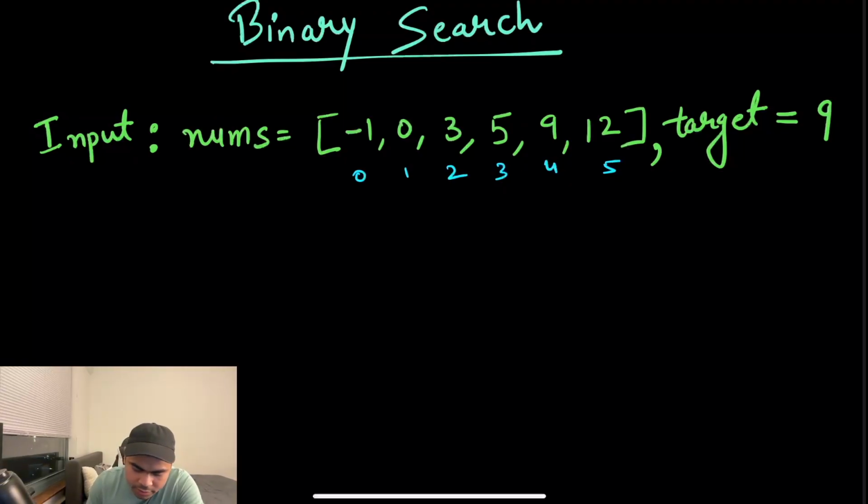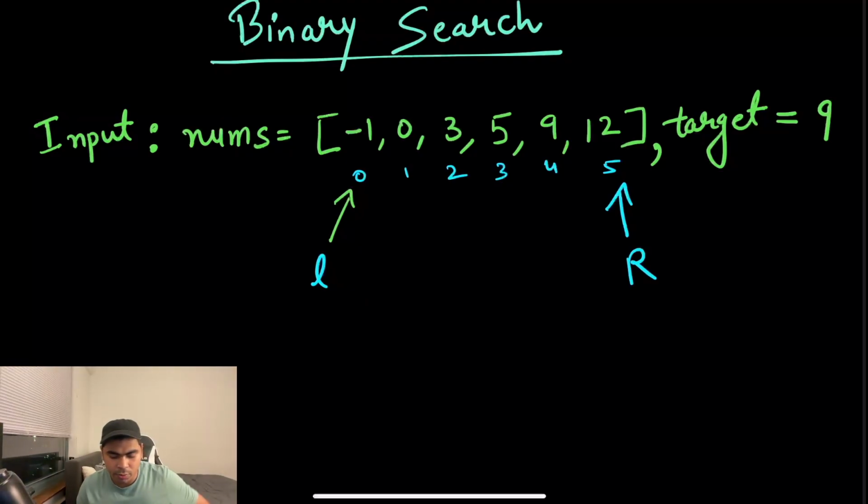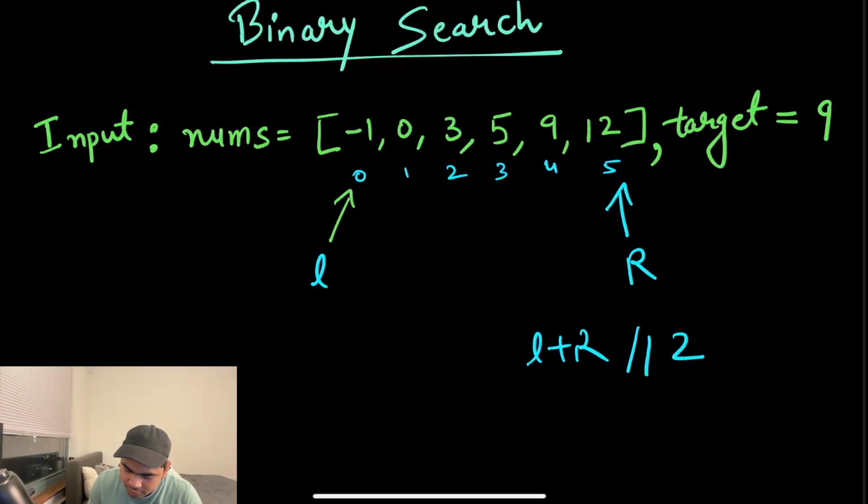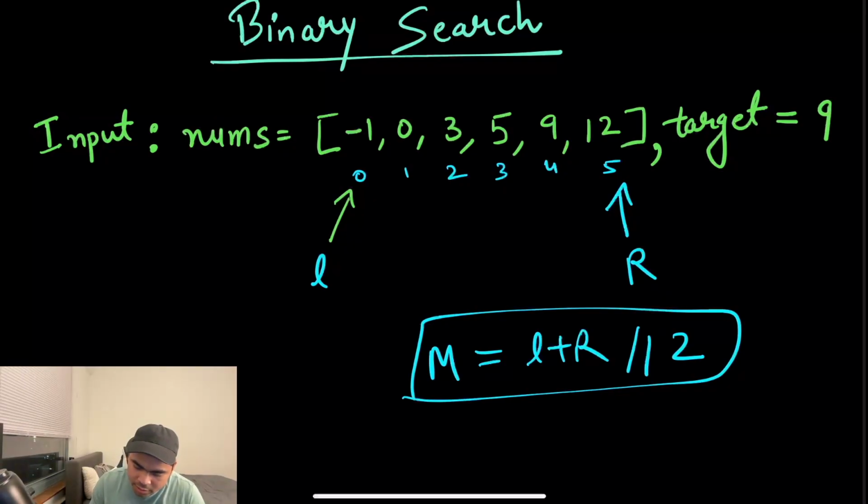So what we will do is, we have our left pointer and then we have our right pointer. Now we want to find the middle. We will find the middle, basically (left + right) divided by 2. That will give us our mid. In this case, 5 plus 0 divided by 2 would give us 2. So this is our first middle, right?